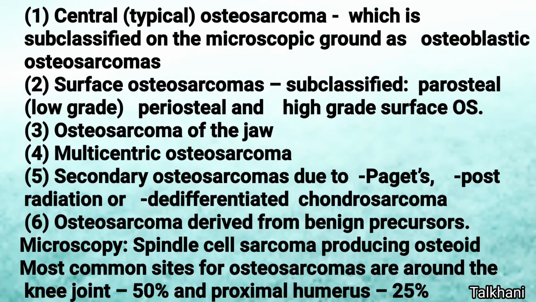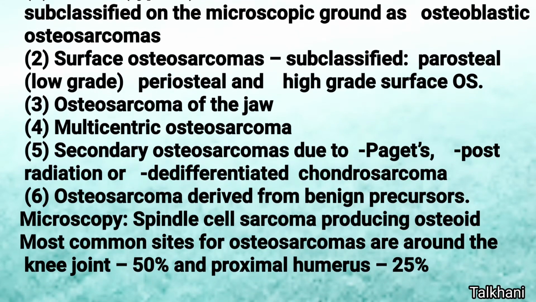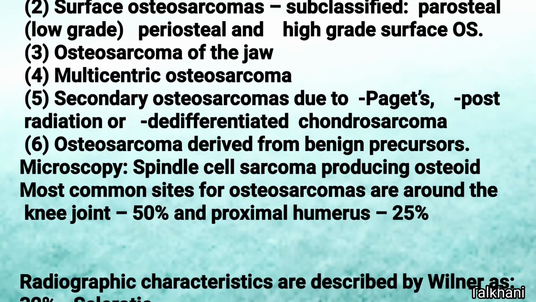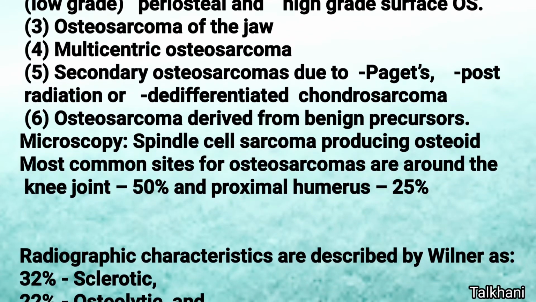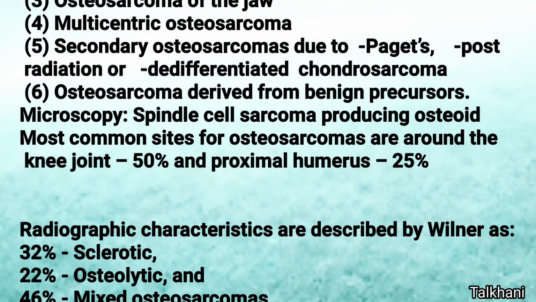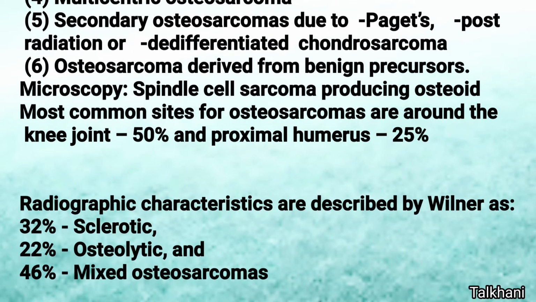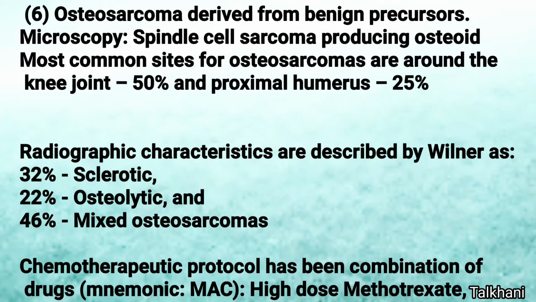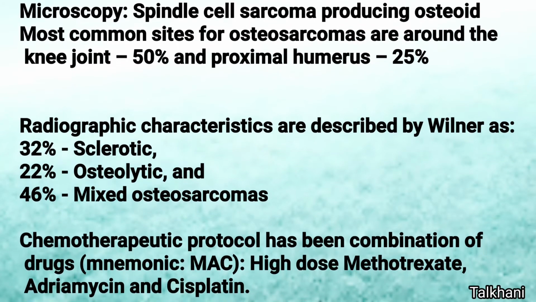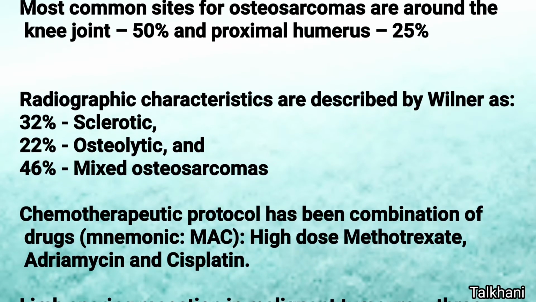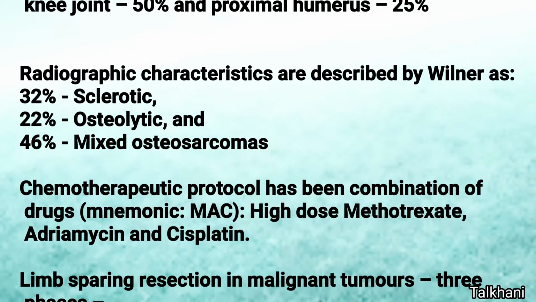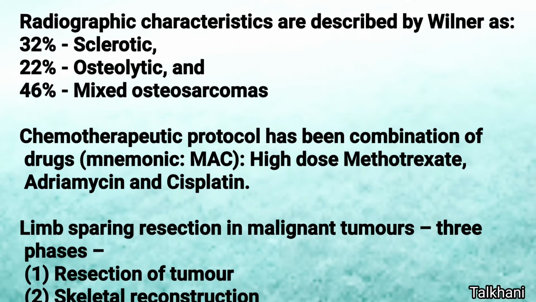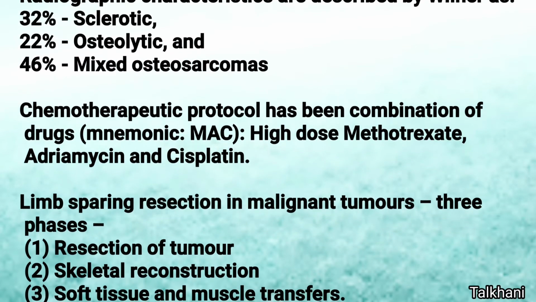Number 3, osteosarcoma of the jaw. Number 4, multicentric osteosarcoma. Number 5, secondary osteosarcomas due to Paget's, post-radiation, or dedifferentiated chondrosarcoma. Number 6, osteosarcoma derived from benign precursors. Microscopy: spindle cell sarcoma producing osteoid is osteosarcoma. Most common sites of occurrence of osteosarcoma are around the knee joint, 50%, and proximal humerus, 25%. Radiological characteristics have been described by Wilner as 2% sclerotic, 22% osteolytic, and 46% mixed osteosarcomas.